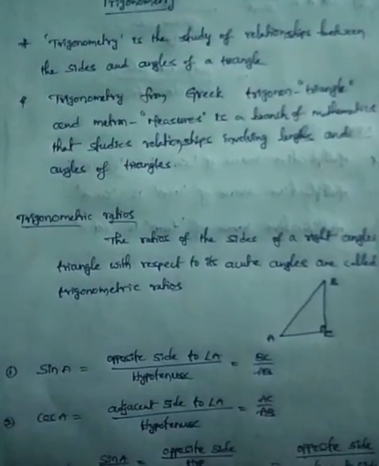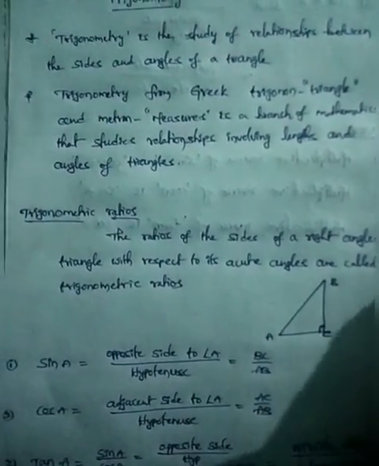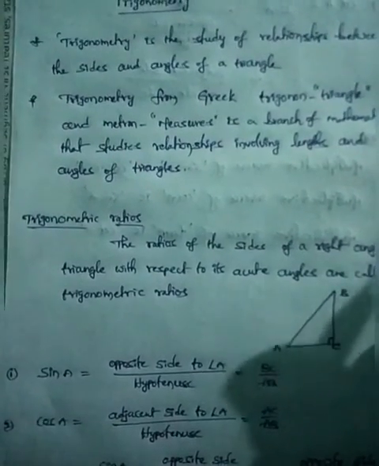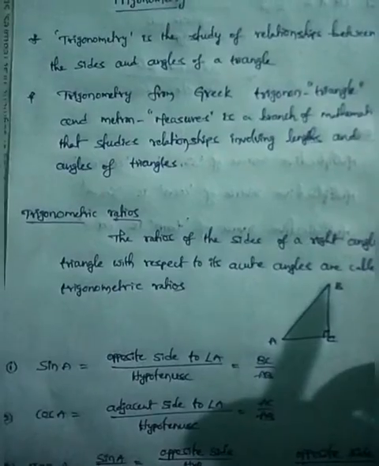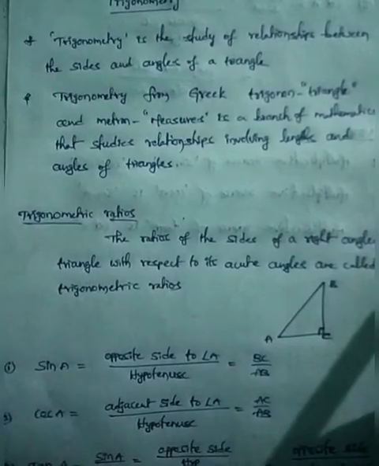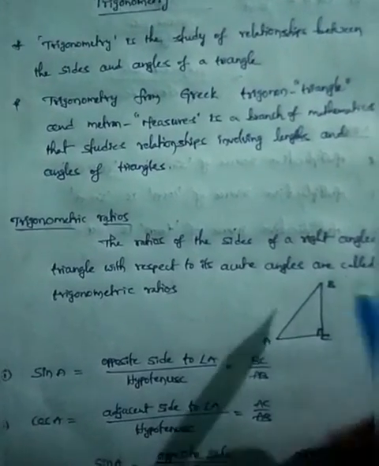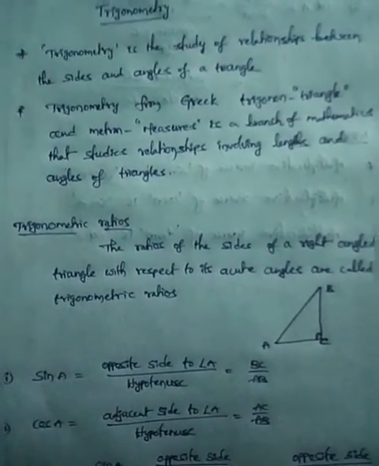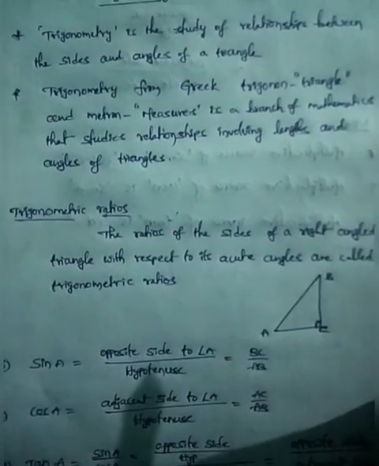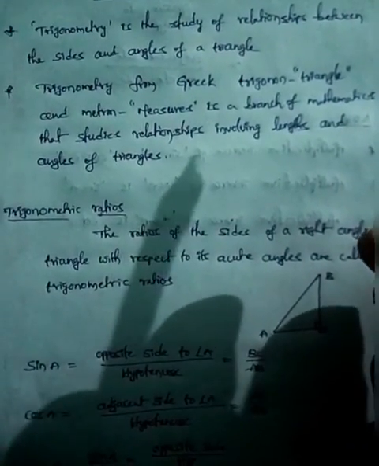Let us study a small introduction part of trigonometry and then we are going to solve the problems in this chapter. Children, in our daily life we can measure the heights, distances and slopes by using some mathematical techniques. Such mathematical techniques which come under a branch of mathematics are called trigonometry. In trigonometry, we can find the heights, distances and slopes by using some trigonometric ratios. So trigonometry is the study of relationships between the sides and angles of a triangle.